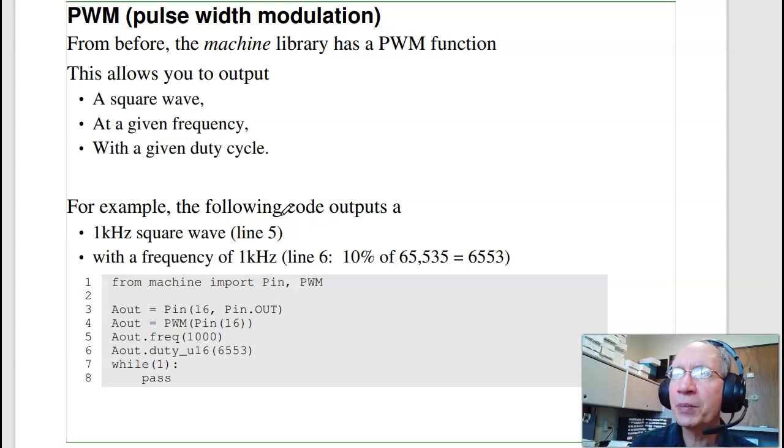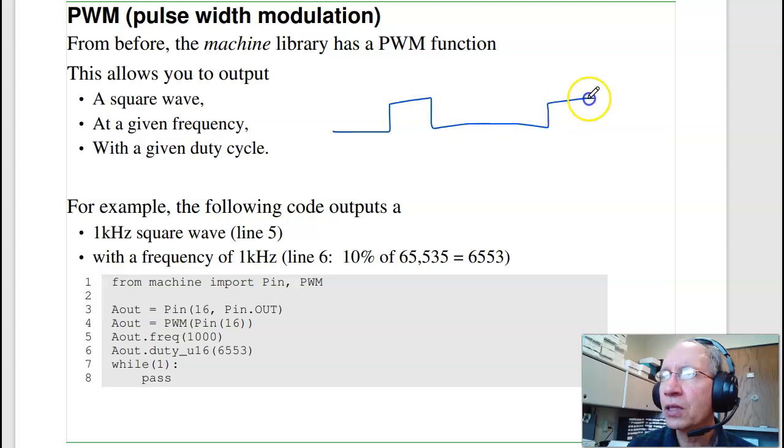From before, the machine library has a PWM function. With that, I can output a square wave with any frequency, any duty cycle. Again, the duty cycle is the percentage of on time. For example, this would be like 1/4. This would be like 25% duty cycle, whereas this would be a 90% duty cycle.